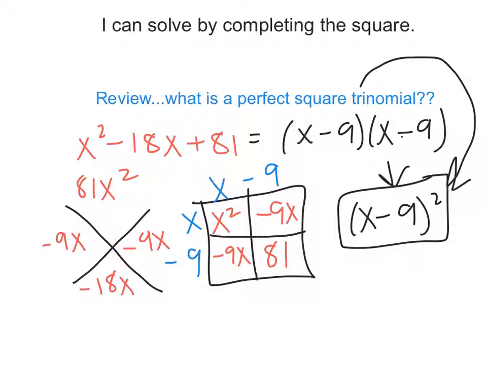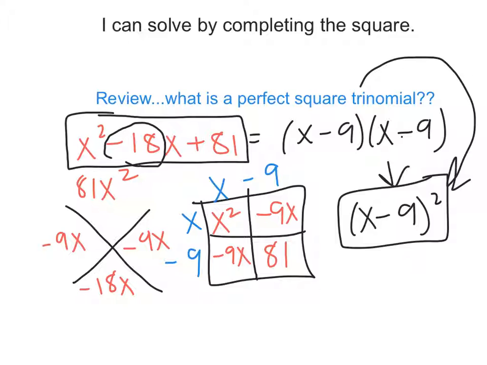So this is what we're going to use to help us when we are using the strategy of completing the square. A couple things I want to point out. If you look at our original equation, there are a couple key relationships that you're going to want to notice. This number here, our b term, in this case negative 18, if I take half of that, that gives me the minus 9. That'll always be true.